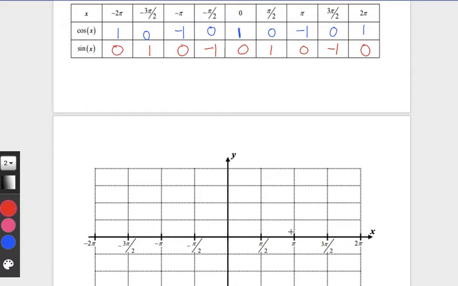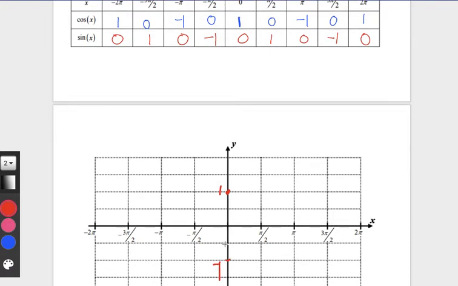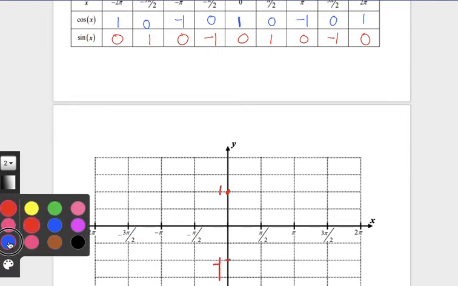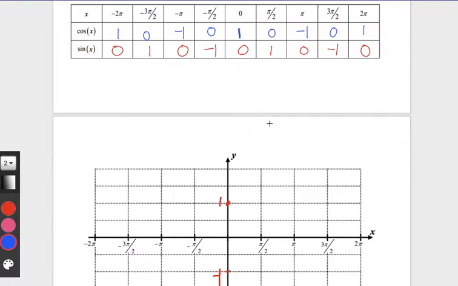And also, as you can see, all the values here do not go beyond 1 or negative 1. So I'm going to set up this point as 1 and this point as negative 1. So let's graph both functions. Let's graph the cosine x first.